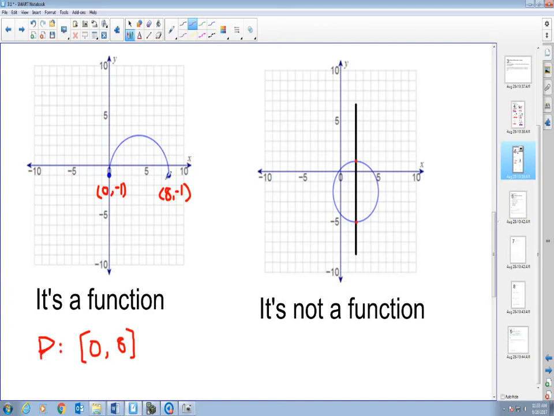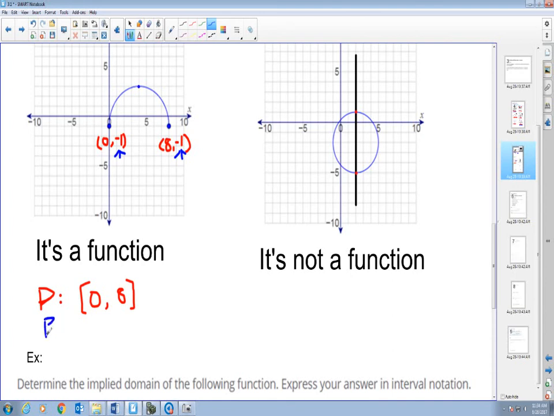And what about range? If we just look at it, the smallest y value on this graph starts at -1, and the highest it goes is about right here. So that's a 3. So my range is actually going to be from -1 to 3 using brackets, because those values are on the line.